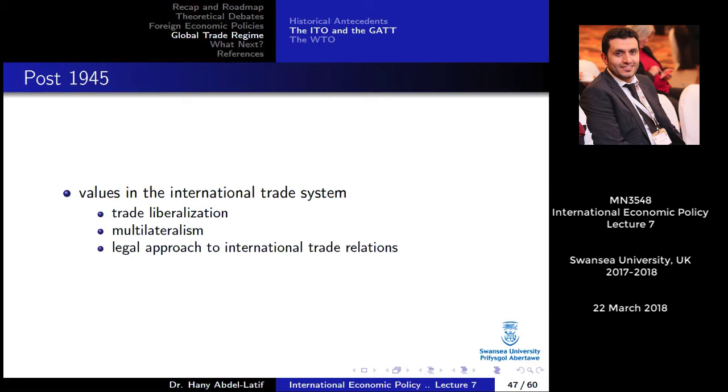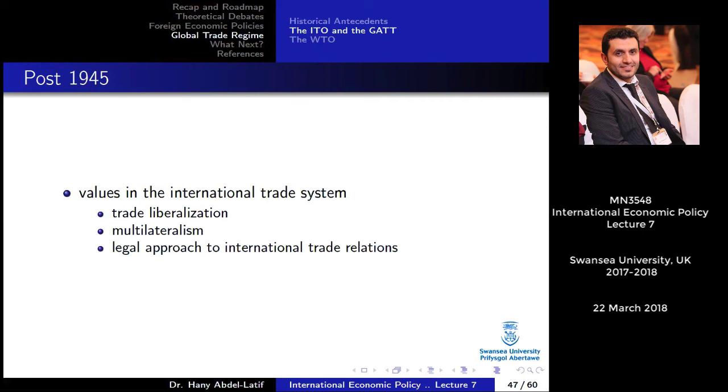But again, I'm not going to talk in detail about different agreements. I just refer to what sort of agreements, institutions and organizations we had at that point. So the values we have, obviously, since 1945, we try to liberalize trade, have more open trade, and multilateralism, meaning that you have trade agreements between a large number of countries, and a legal approach to international trade relations.